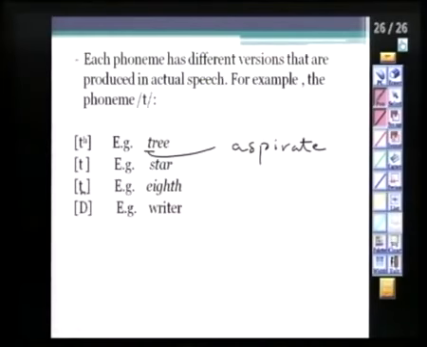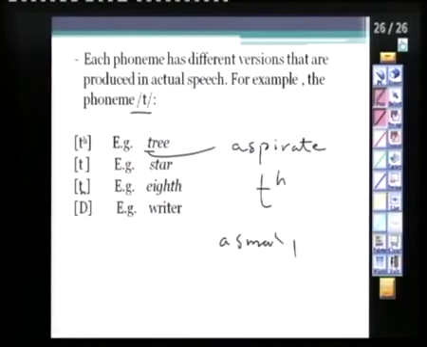So the phoneme /t/ is not pronounced in actual speech as /t/. It depends on the position of that phoneme in the word. If you have it at the initial position of the word, you're going to aspirate it, and we use a small h. I'm going to do this. You say /t/ and you draw a small h here. This symbol means aspiration. What does aspiration mean? It is to have a small puff of air.